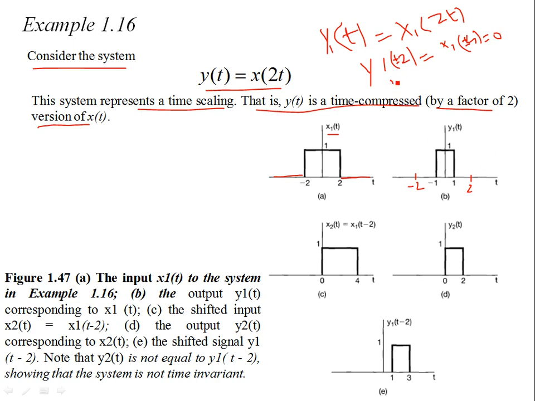So the output y1 occurs, in fact, at plus minus 1. So this makes it equal to x1 of plus minus 2, which is still 0. But if I put a t of 0, then y1 of 0 is x1 of 0, which is 1. So at 0 it takes 1. So you can see that y1 of 0 is my x1 of 0.